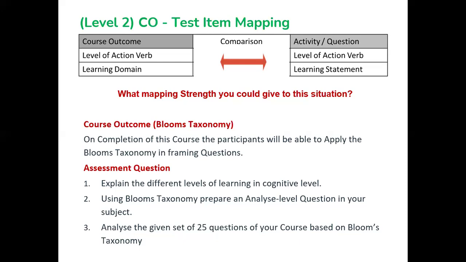And for the second question, what should be the mapping strength? Second question mapped with the CO. 3. Of course, it is correct because both the CO and the question are of the same level, level 3. Okay, so the mapping strength is 3. And for the third question, what should be the mapping strength? It is also 3, definitely, because analyze is higher than apply. So we can give weightage 3.